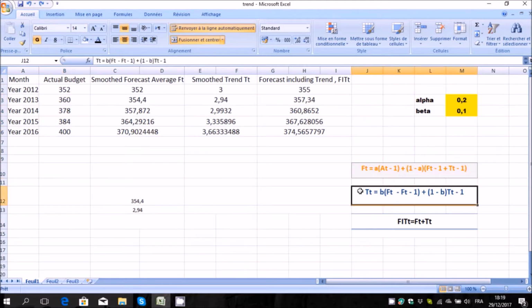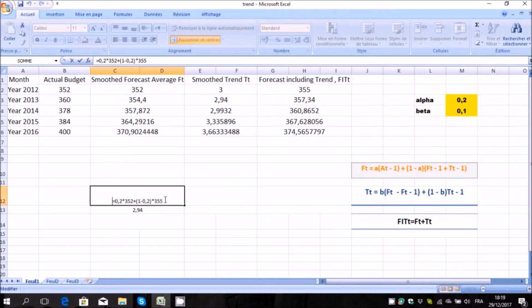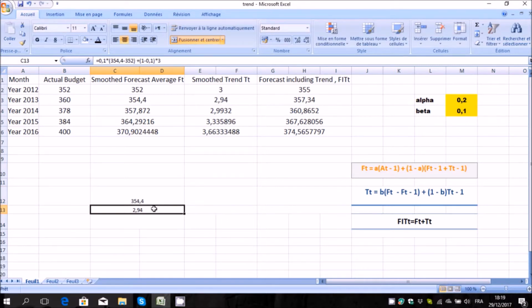These are the formulas to find the forecast, the trend, and when we add them, we find the forecast including trend. Let's just do the example for the year 2013. We have the forecast equal to alpha multiplied by the actual demand for the last period, plus 1 minus alpha multiplied by the forecast including trend of the last period. The trend for the year 2013 is equal to beta multiplied by the forecast of the same period minus the forecast of the last period, plus 1 minus beta multiplied by the trend of the previous period. And that's how we find 2.94. The same calculation goes for the other years.